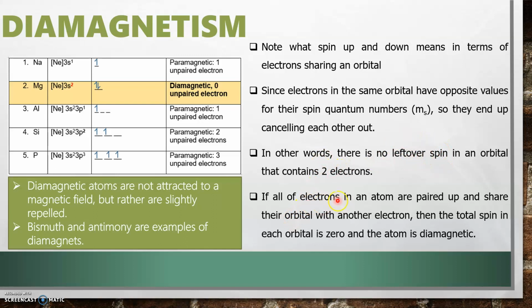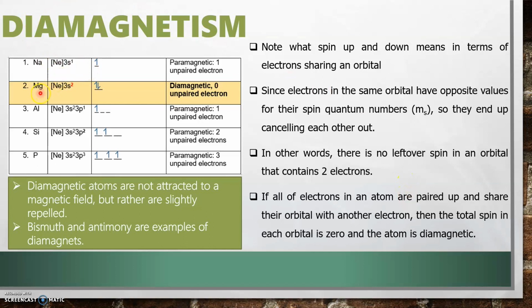Suppose all the electrons in an atom are paired. All the electrons, be it 1s electron, 2s electron, 2p or 3d, 3s, whatever electrons are present in it, all of them are paired and they share an orbital with another electron. That means every orbital is fully filled. Then the total spin is 0. So the total spin in each orbital is 0, and this makes the atom diamagnetic.